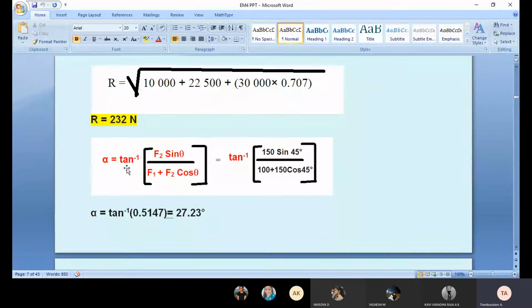Then alpha equals tan inverse of 150 sin 45 divided by 100 plus 150 cos 45 degree, where F2 equals 150 Newton and theta equals 45. See how to do it yourself. You have to write all the problems in your notebook and do them yourself. Check the answers. The final alpha equals 27.23.